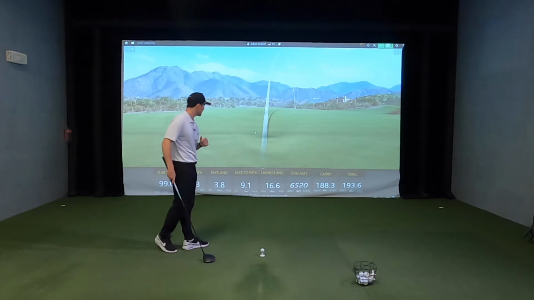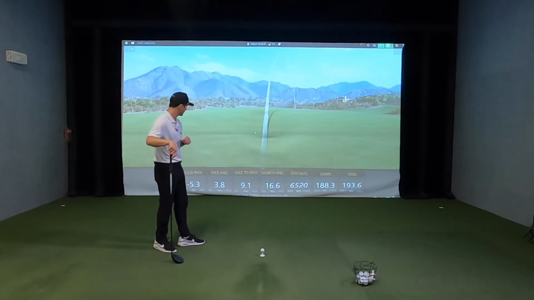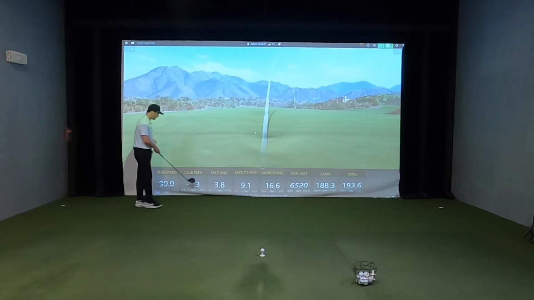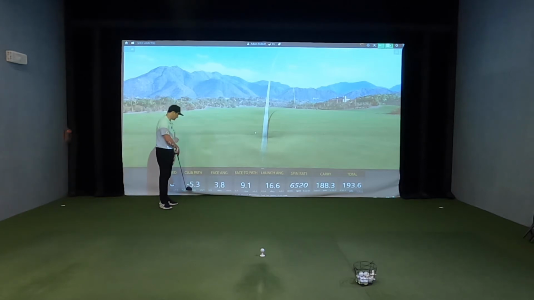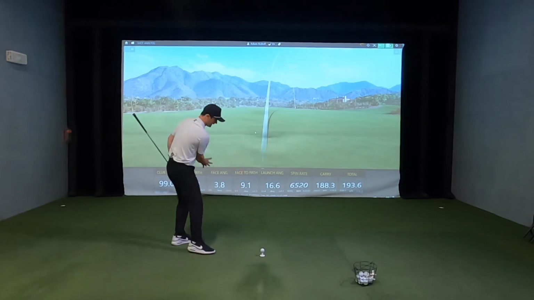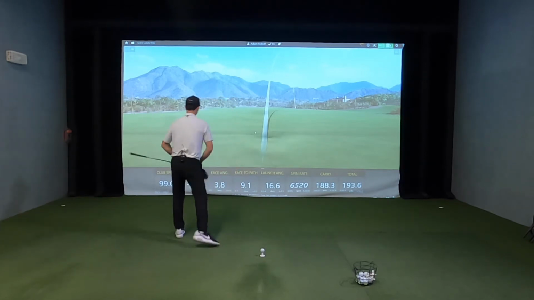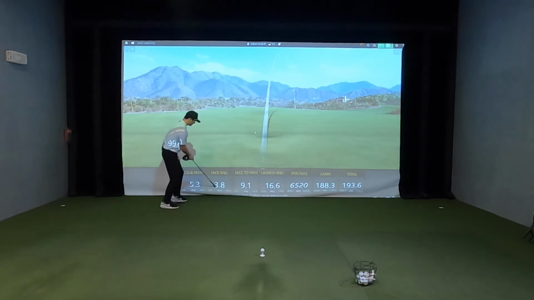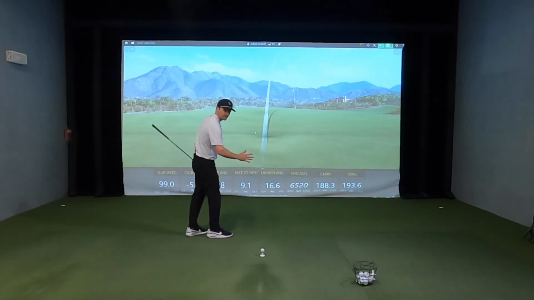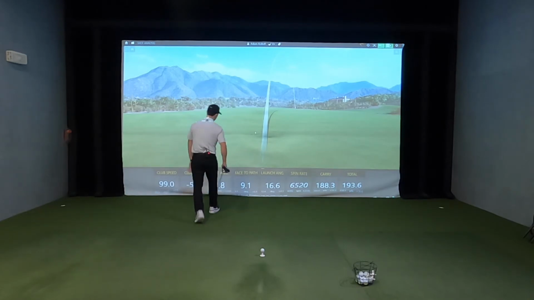Okay, so I just hit a shot just to show you an example. Down here we have the speed, 99 miles an hour. Club path, you see that negative club path? That means my path at impact was moving left of target. Negative is left. My face angle was 3.8. Now 3.8 face angle is relative to the target. So positive is to the right. So my face was open to the target, 3.8 degrees.